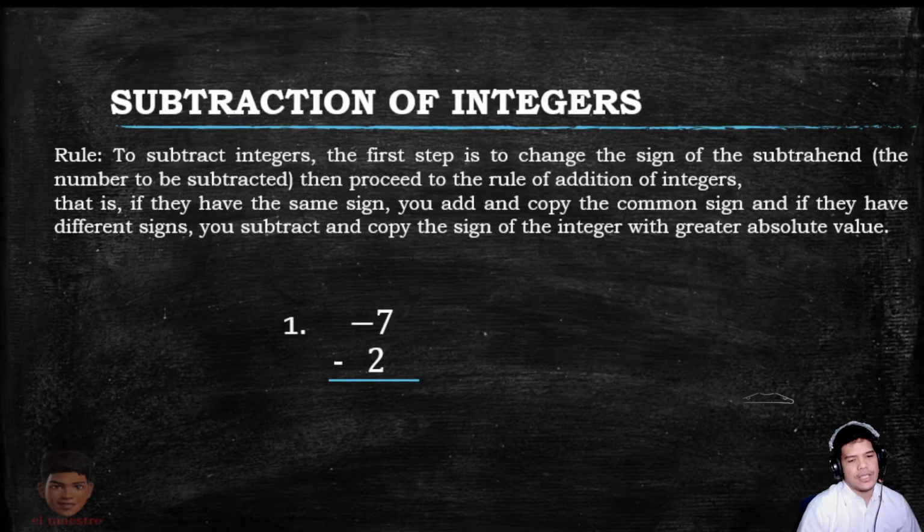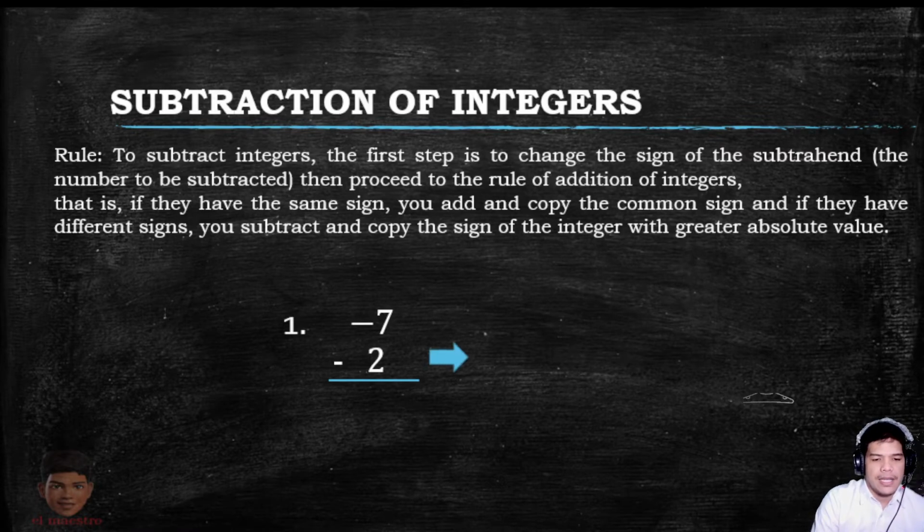Okay? So this one, negative 7 minus 2. So this is written vertically. Again, it could be written horizontally or vertically. Okay, nasa addition of integers natin yan na sample. So first is, dapat alam natin what's a subtrahend, kasi iyon yung i-change natin. According to rules, we have to change the sign of the subtrahend. So in this case, ito yung subtrahend.